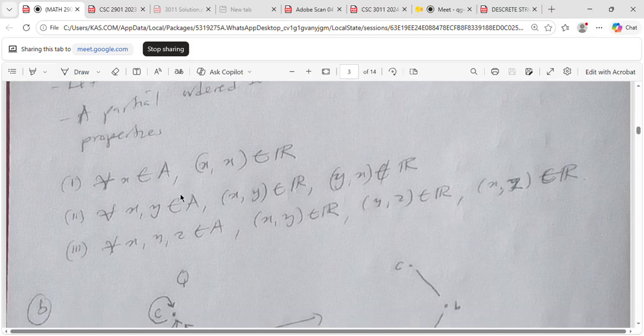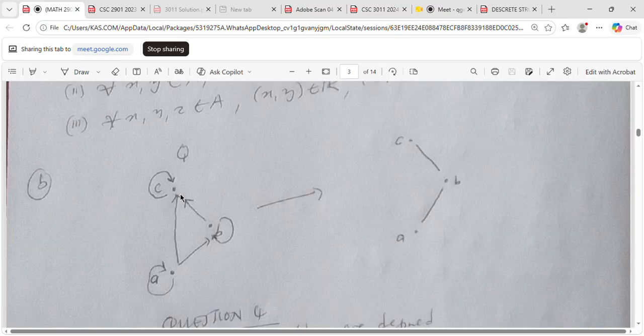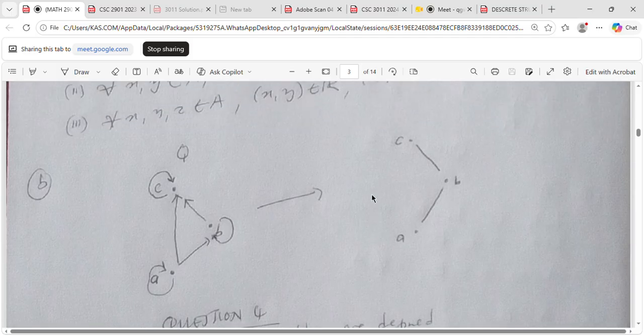Okay, that is a partial ordered set. Then, describe the procedure for transforming a diagram of partial order into a Hasse diagram. Okay, so we are starting with a diagram of a partial order, and that's what we are doing.